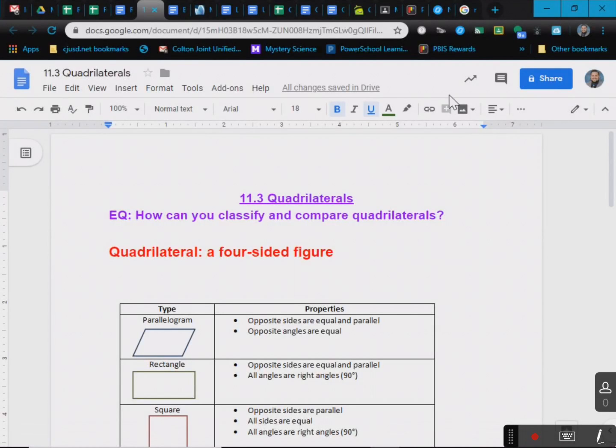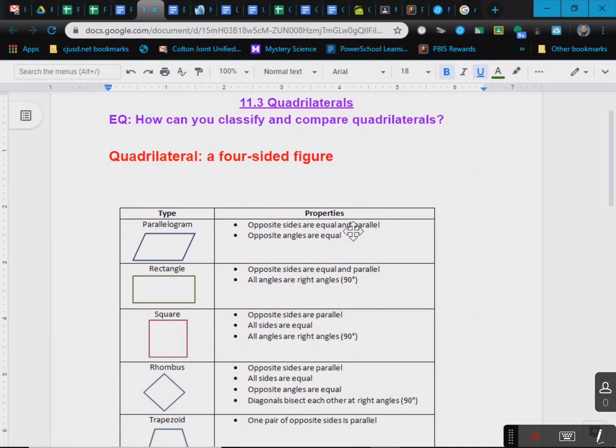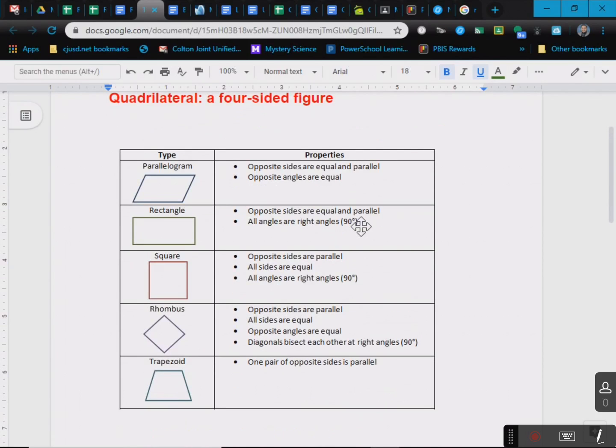Hello everyone, welcome to 11.3 Quadrilaterals. The essential question is, how can you classify and compare quadrilaterals? Now, a quadrilateral is a four-sided figure. Make sure you write that down. Also, if you need to screenshot this or write this down, please do so.